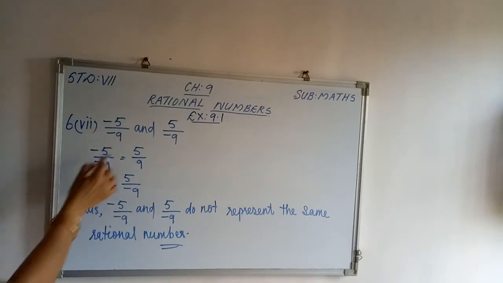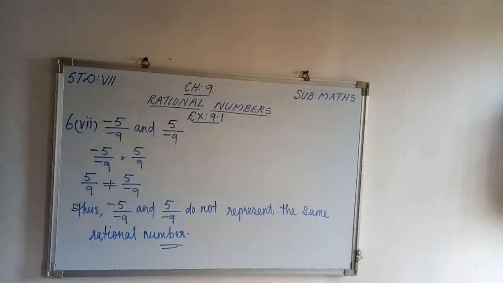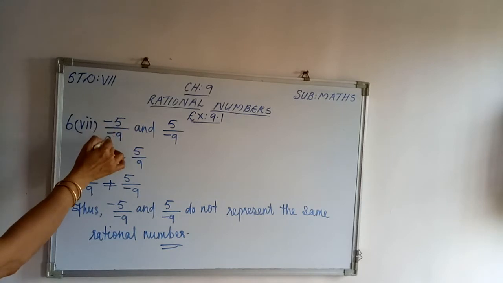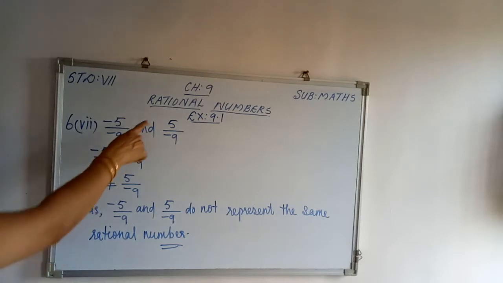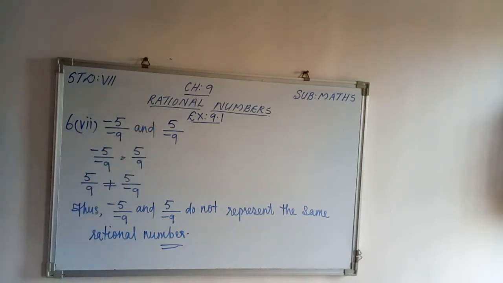Minus 5 upon minus 9 and 5 upon minus 9. You know that minus 5 upon minus 9 is a positive rational number. That is 5 upon 9. But 5 upon minus 9 is a negative rational number. So 5 upon 9 is not equal to 5 upon minus 9. So thus minus 5 upon minus 9 and 5 upon minus 9 do not represent the same rational number.